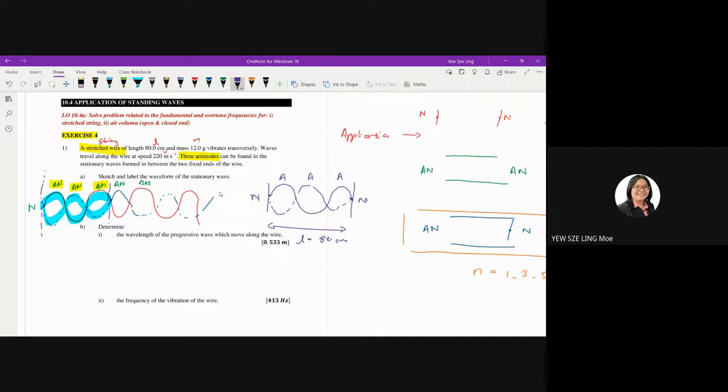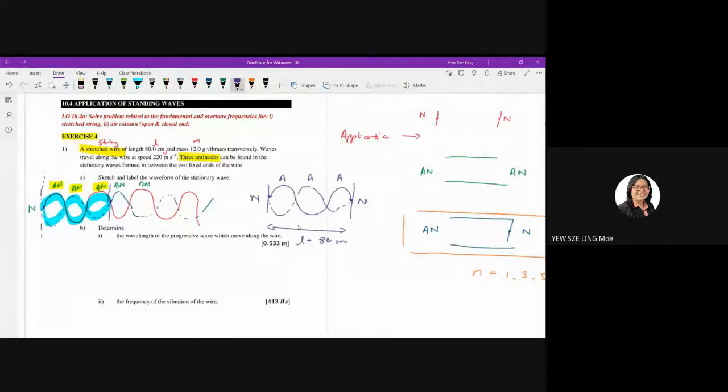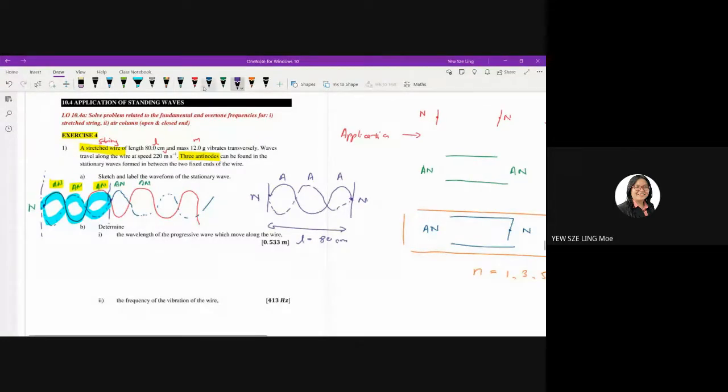Okay, now let's look at question B. The question asks for the wavelength of the progressive wave which moves along the wire. First of all, you need to know the general equation relating the length given and the wavelength. When it comes to strings, we know L equals n lambda over 2. And then according to the diagram given, I have a node.